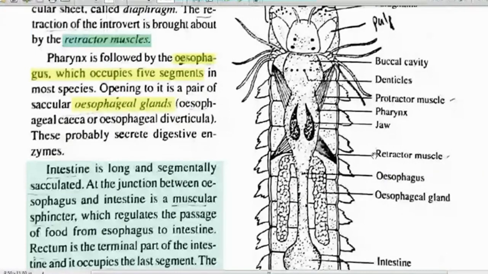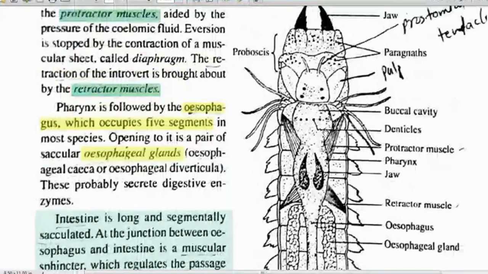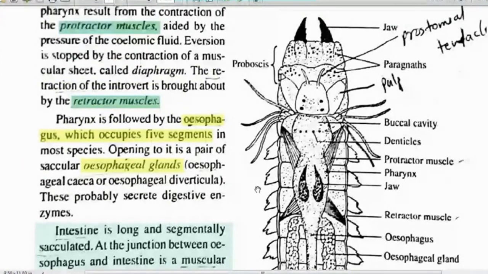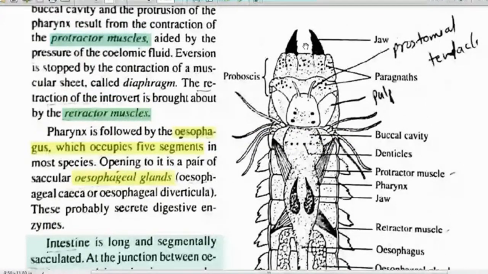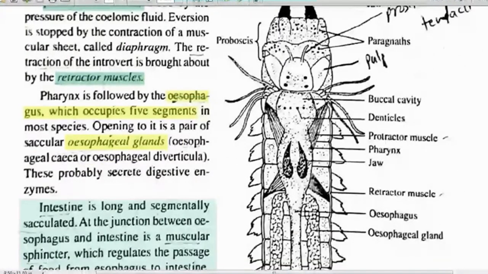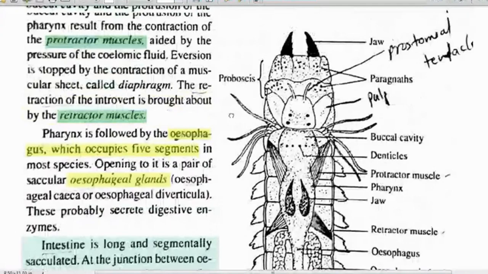When the protractor muscles contract, also by the pushing of the coelomic fluid, this buccopharyngeal region gets thrown out to form the proboscis. Now after capturing the prey, the retractor muscles contract, and with the help of this contraction the proboscis is taken back into its original position. That is called retraction. This is a peculiar feature of Nereis.